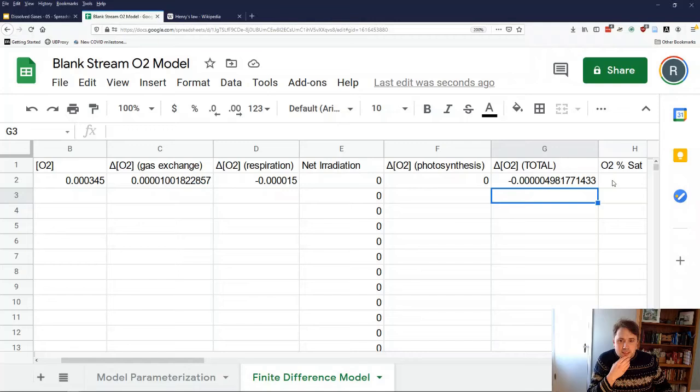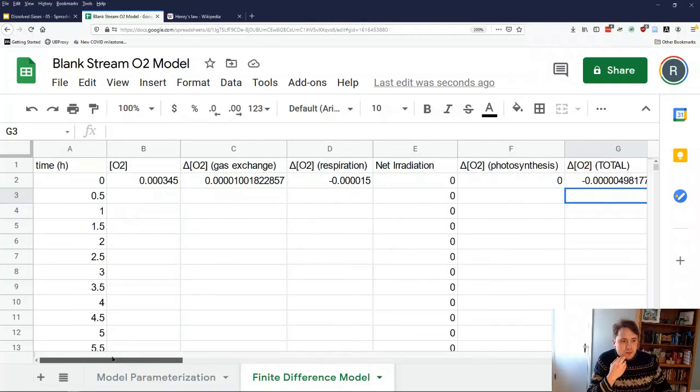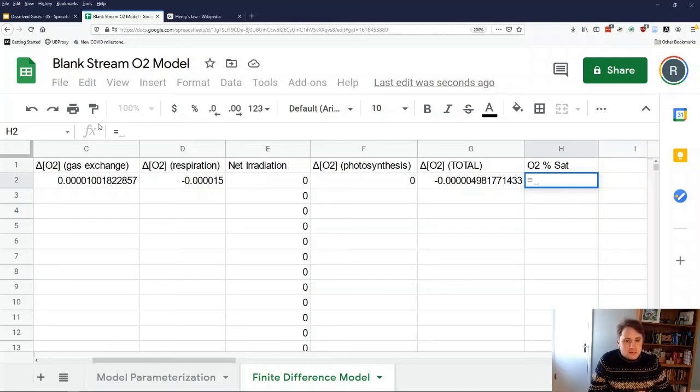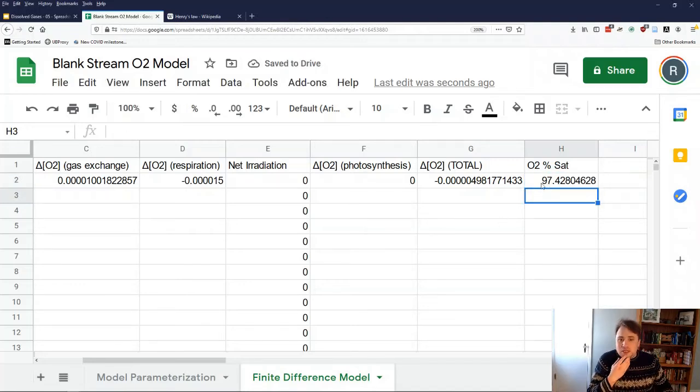And here I just put a column to calculate the oxygen saturation. And that's just going to be the current concentration of oxygen divided by the equilibrium concentration of oxygen. This is just a convenient number to model or graph things with. So we'll say this equals B2 divided by O2 EQ. And let's multiply by 100 to get a true percent. So that's our percent oxygen saturation when we're starting off, 97%.